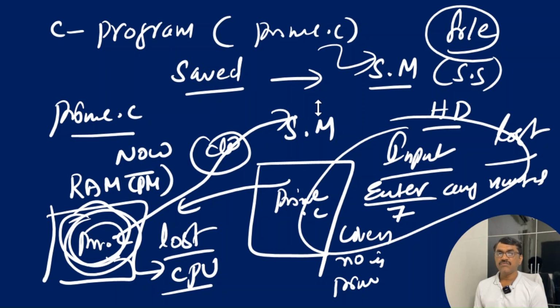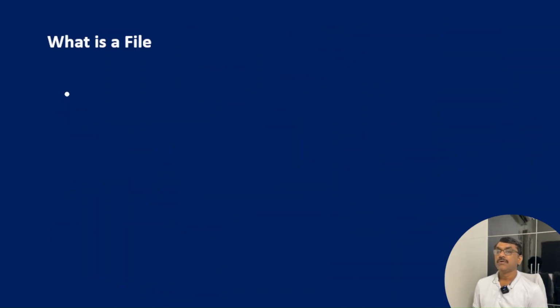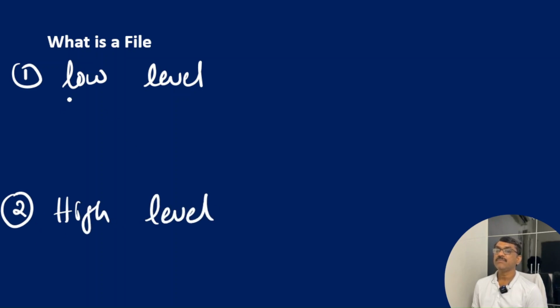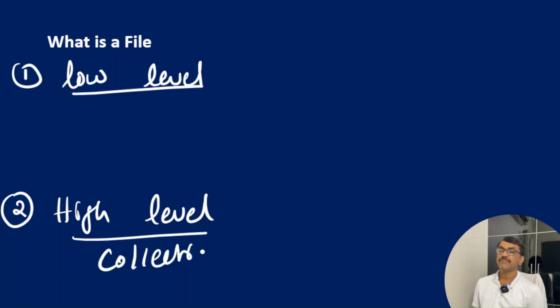Now we go for the definition of the file. In two ways we can define a file. The first method is to define a file at low level, and the second is that a file also can be defined at high level. I will clearly explain what is meant by the low level definition and the high level definition. The high level definition can be given as: it is a collection of related data. Collection of related data.